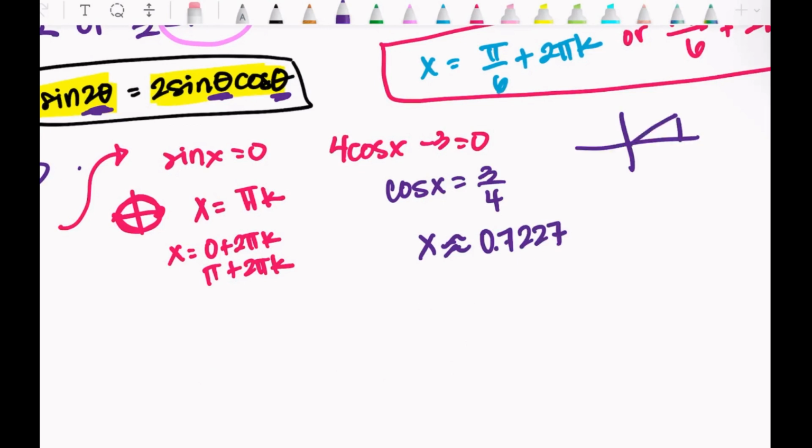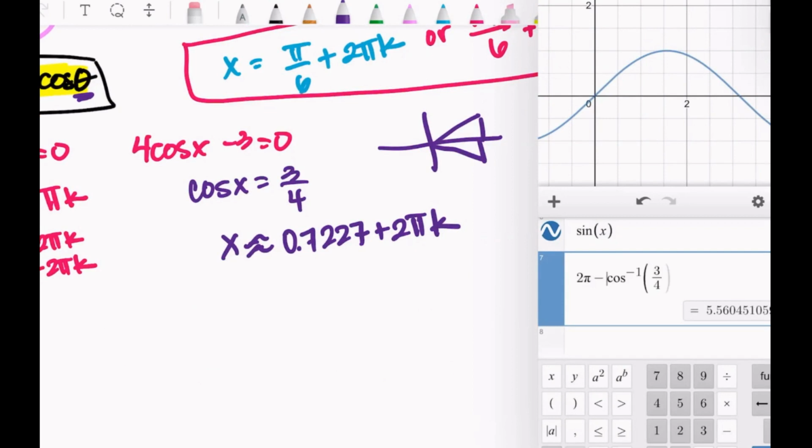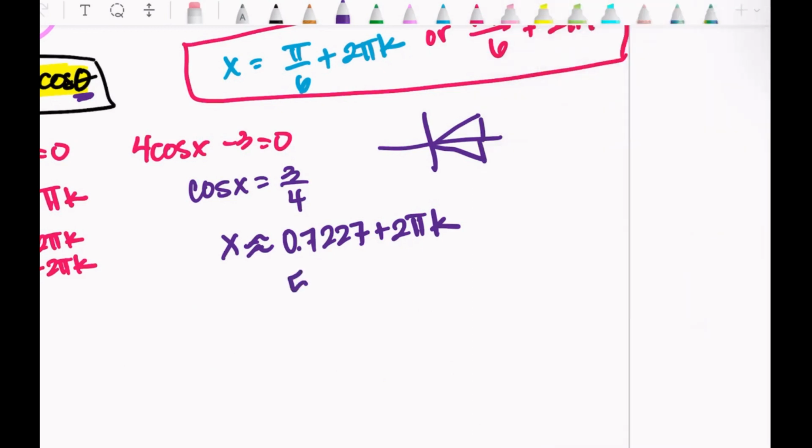And you also have to ask yourself, where else is cosine, right? So then I have to say, okay, it's down here too. So this is going to be plus 2 pi k. And then I'm going to go with sticking my 2 pi minus in front of that. And I get 5.560. I'll just go with 5.560 plus 2 pi k. And you can do minus 2. I always forget minus. Okay, so that is how you do this.